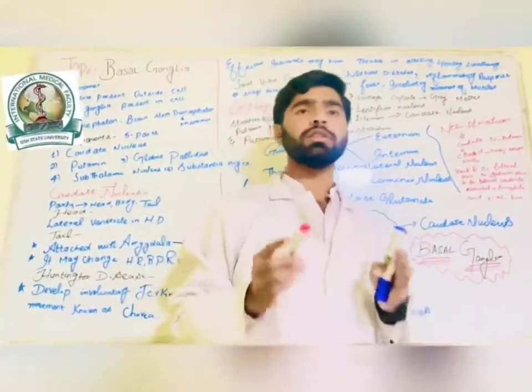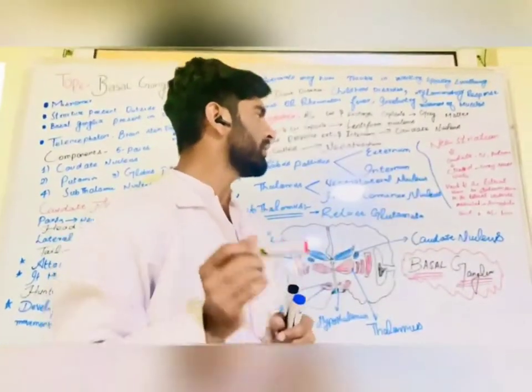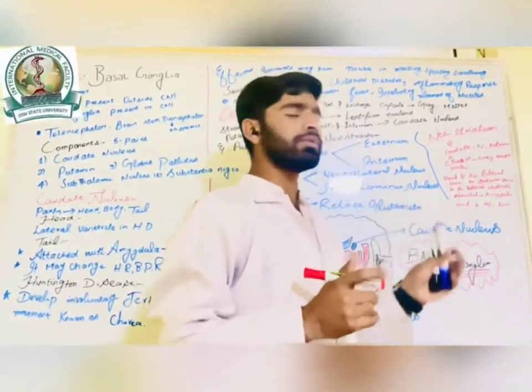Caudate nucleus is a C-shaped gray matter nucleus. The head lies below the anterior horn of the lateral ventricle. It is attached with the amygdala and lies below the inferior horn.